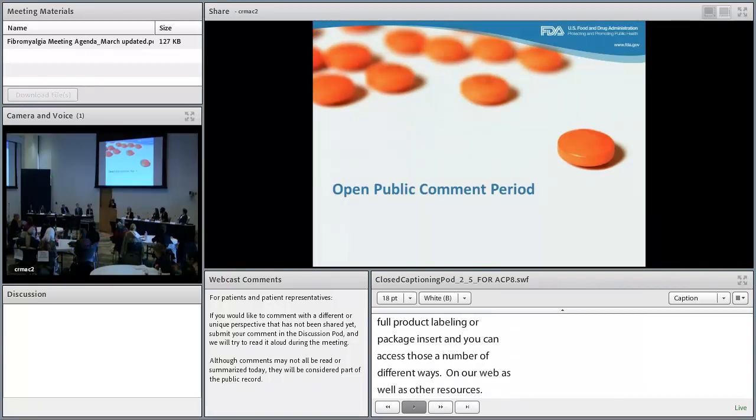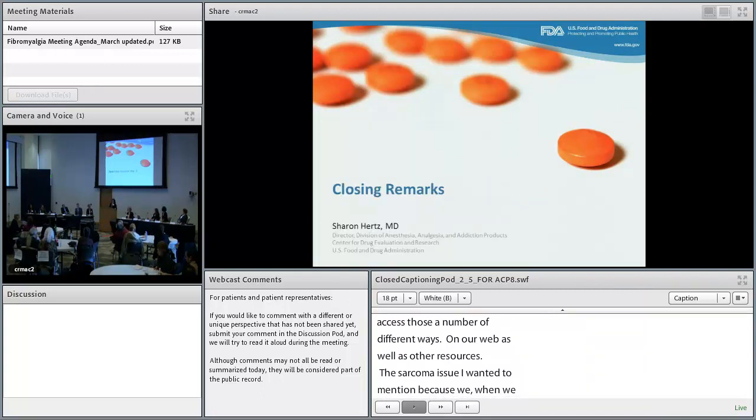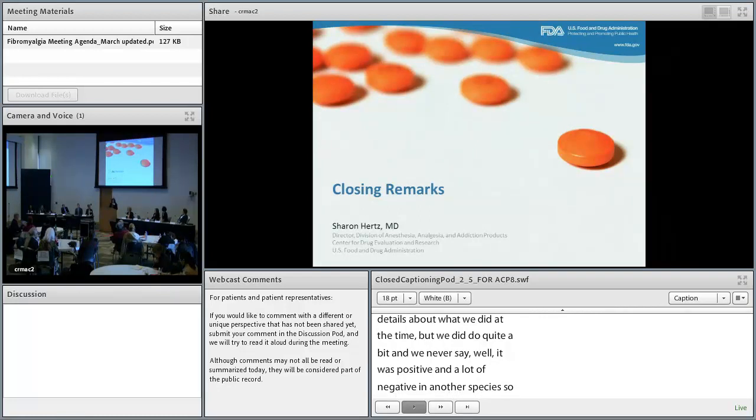The hemangiosarcoma issue in particular I did want to mention, because when we follow a product through its development, we take these things quite seriously, and I was actually involved with our regulatory oversight at the time that signal became apparent. And I can't go into some of the details about what we did at the time, but we did do quite a bit. And we never say, well, it was positive in one and negative in another species, therefore we're not going to. Trust me, we're never that simple.